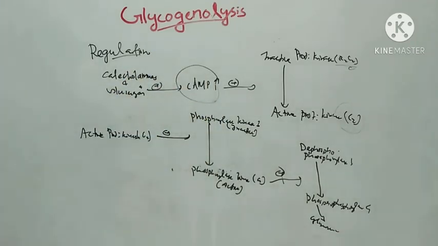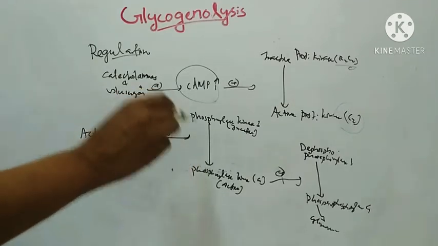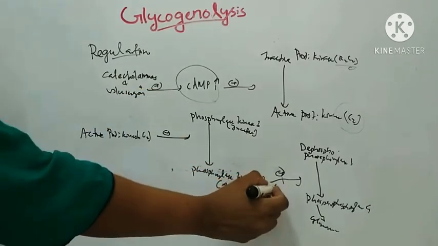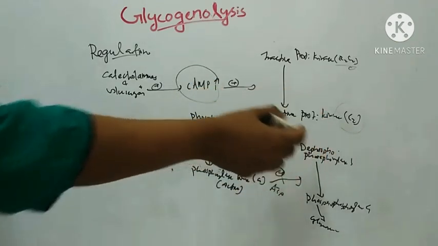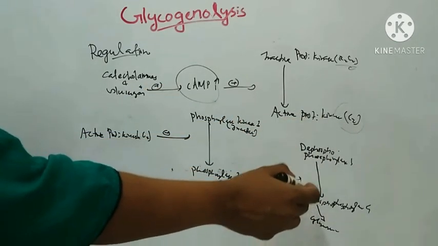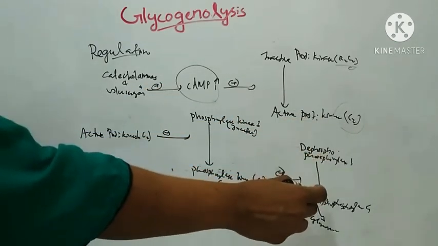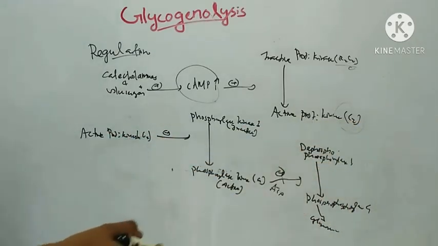Then this active phosphorylase kinase A, with the help of ATP, phosphorylates the inactive phosphorylase B to active phosphorylase A, and it enters into glycogenolysis. That is the first regulation.